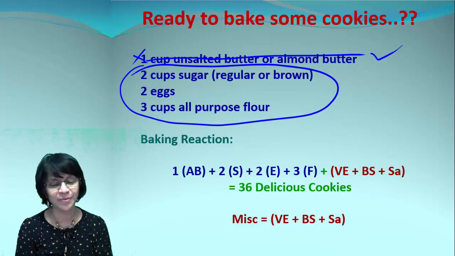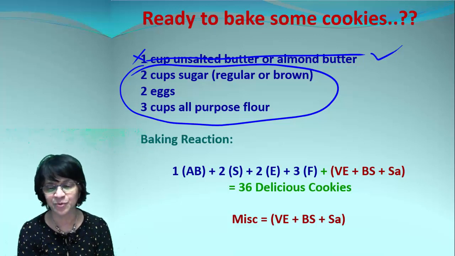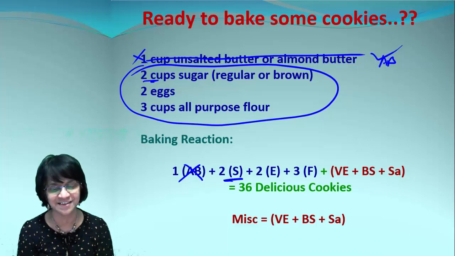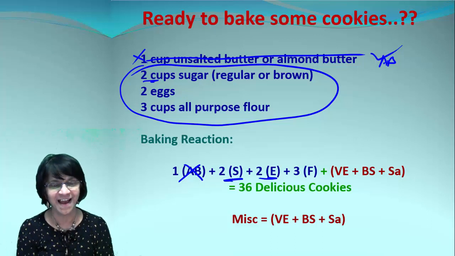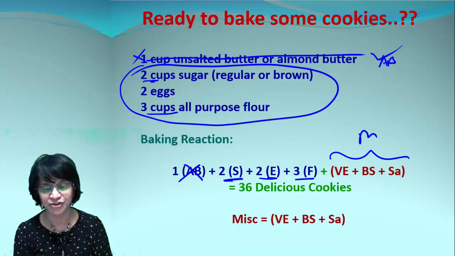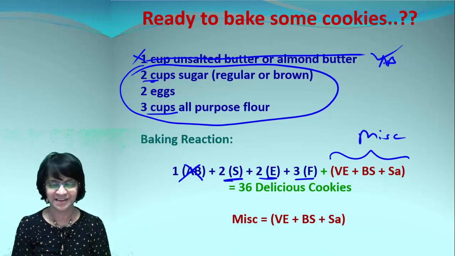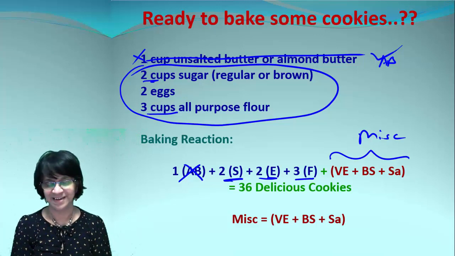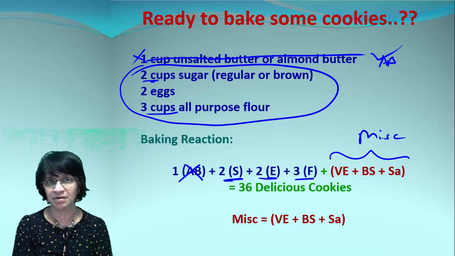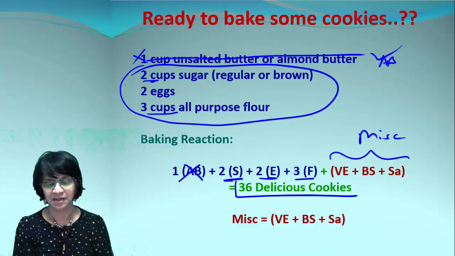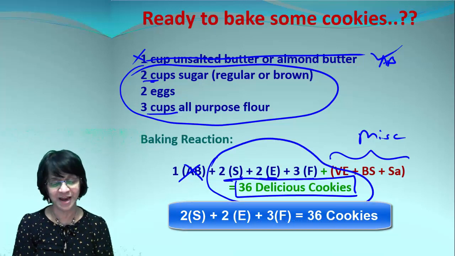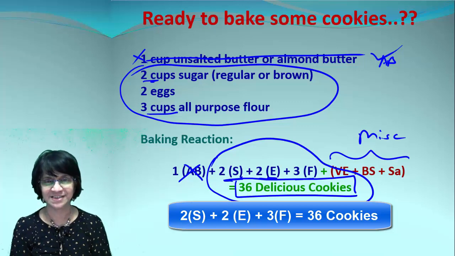And my baking reaction will be what? It's going to be 1 AB, which was supposed to be this almond butter, which I'm going to cross out. So 2 cups of sugar, and that is my 2S here. 2 eggs, that is 2E. And 3 cups of flour will be 3F. And all these are going to be the miscellaneous things which I already have, like baking soda, vanilla extract, and salt. What about my products? I know that Nick and his mom already made these cookies, and with this recipe, they always get 36 delicious cookies. So my equation is going to be only 2S plus 2E plus 3F, giving me 36 delicious cookies.